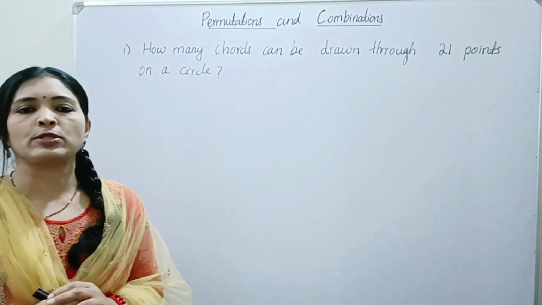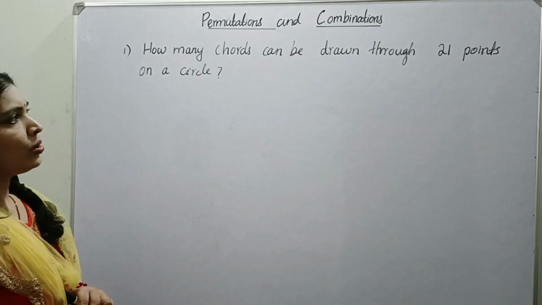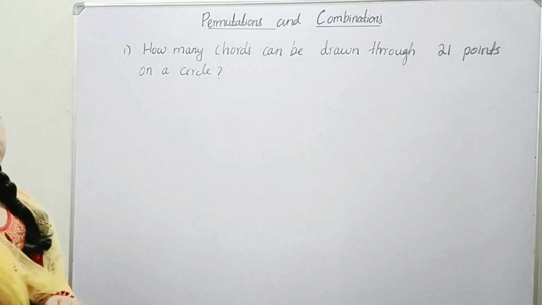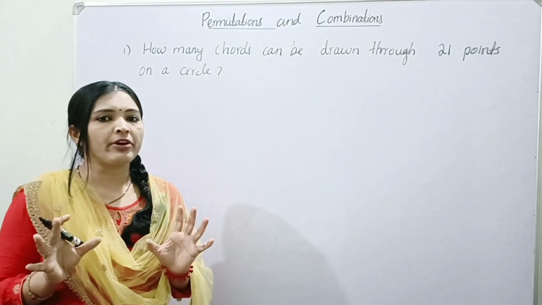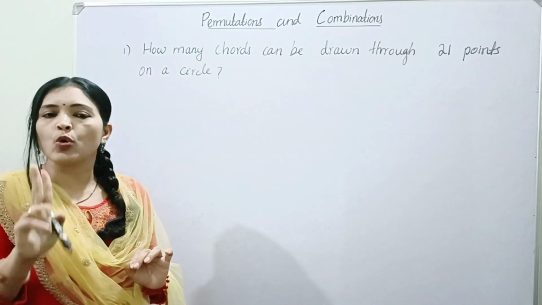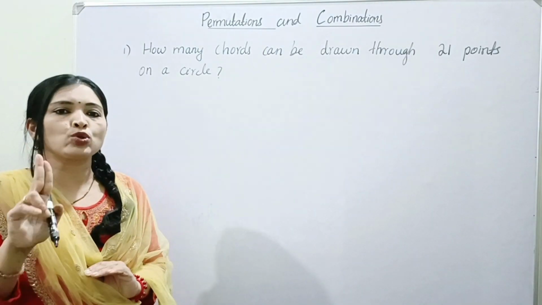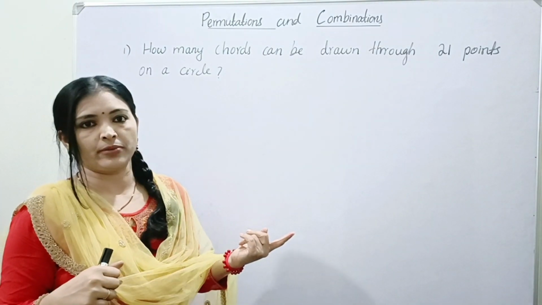Through some word problems of combinations. First one: how many chords can be drawn through 21 points on a circle? From 21 points on a circle, and we know that a chord needs 2 points, right? So here, from 21 different points taken 2 at a time, we will do the combination.